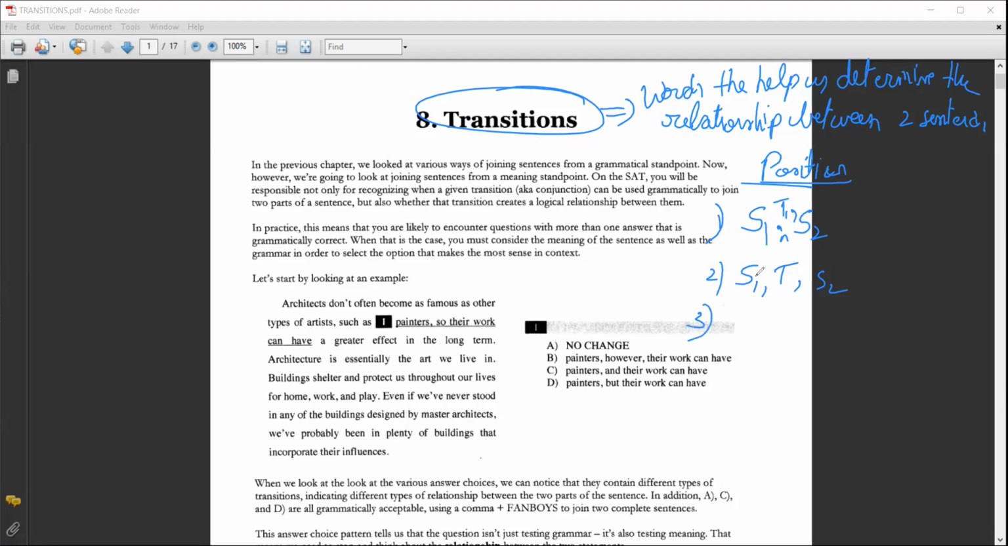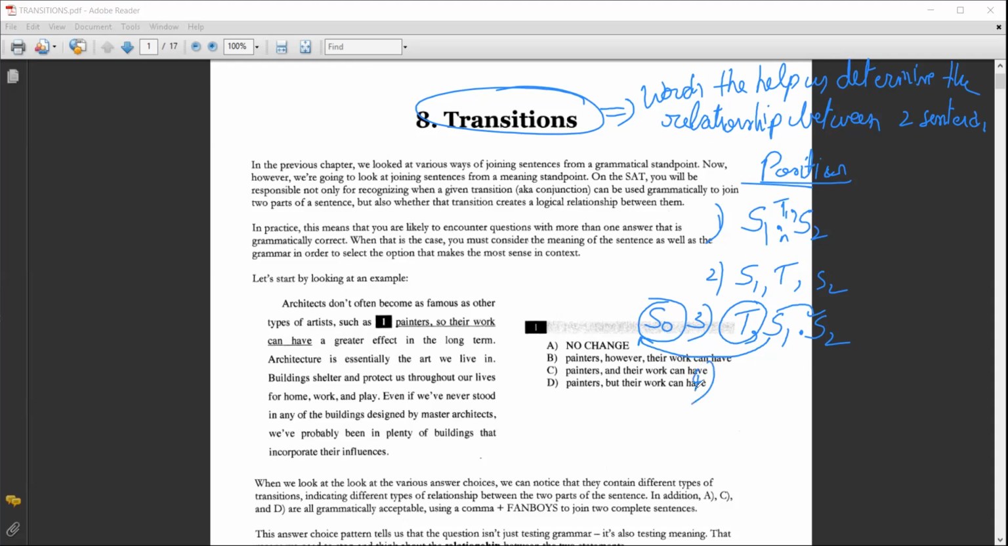The third position is at the start of sentence one. So transition, comma, sentence one, period, sentence two. Because the transition is placed at the beginning of sentence one, suppose there is a sentence before S1 also. Let's consider it S0. While solving such questions, remember to read S0 as well, to understand if this transition is showing the relationship between sentence one and sentence two, or between S0 and S1. Understood? Did you get my point? Are you all understanding?